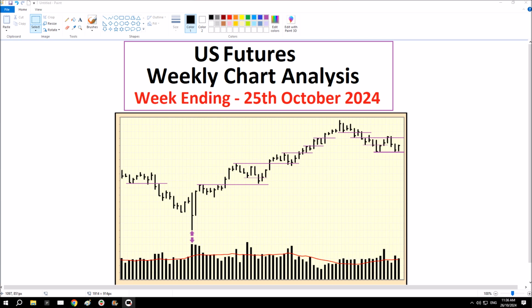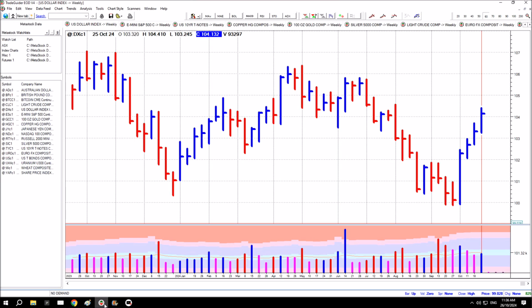This is the US Futures Weekly Chart Analysis for the week ending 25th of October 2024. First chart is the US dollar index futures. You can see they've stretched higher again this week, which has put a lot of the associated markets under some pressure, which you'll see as we move along.